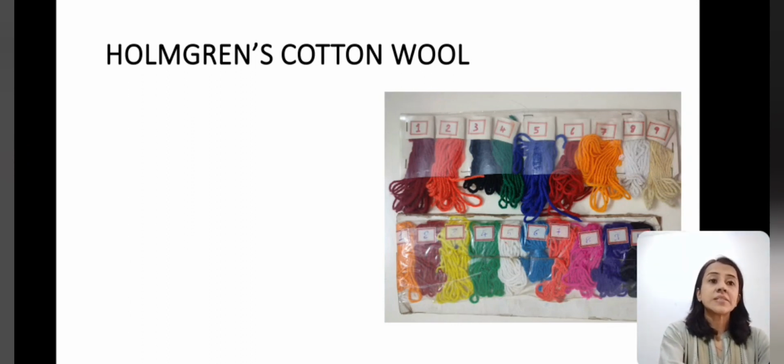This is Holmgren's cotton wool. Different colors of wool are available, and we have to ask the subject to match these different colors. Okay? And this is also to test the integrity of the second cranial nerve for color vision.